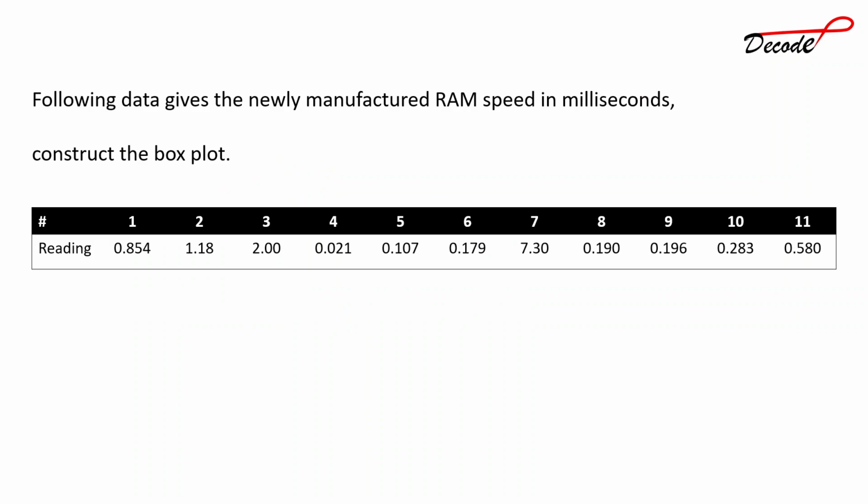The following data gives the newly manufactured random access memory speeds in milliseconds. Construct the box plot for the following data. We have 11 observations, that is RAM speeds, and the readings are given in the second row.